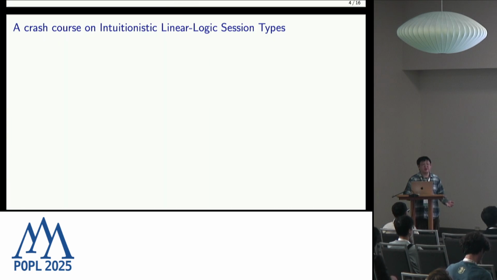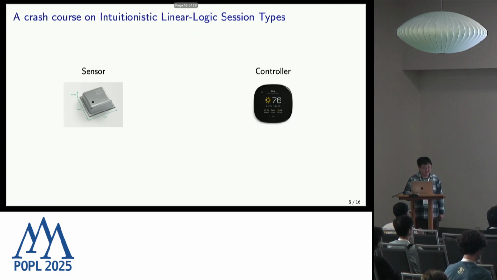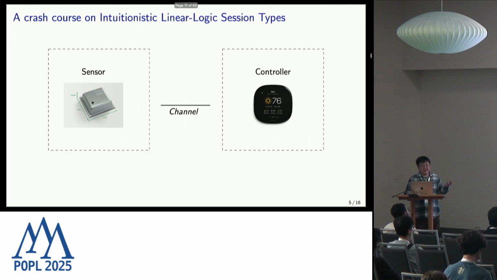To get things started, I want to start with a crash course on intuitionistic linear logic session types. These are process calculi. In these systems, here we have two processes. There is a sensor and there's a controller. The controller is like Google Nest, think of your home system controller. These are the two processes in our system, and you connect them with a channel. The channel is a bidirectional channel in the sense that messages can go both ways. And the types in these kinds of systems specify the protocol on the channel: who ought to talk to whom, then what's next.